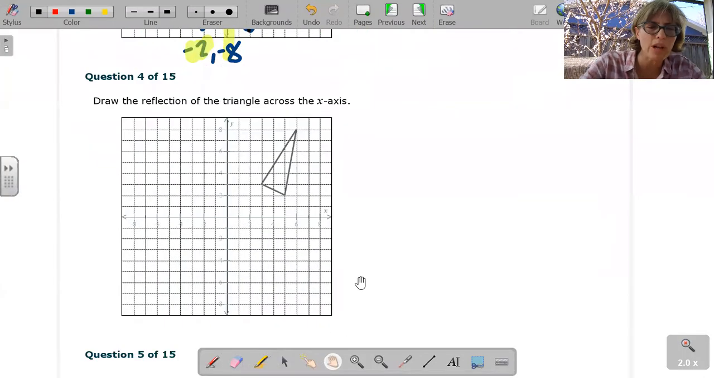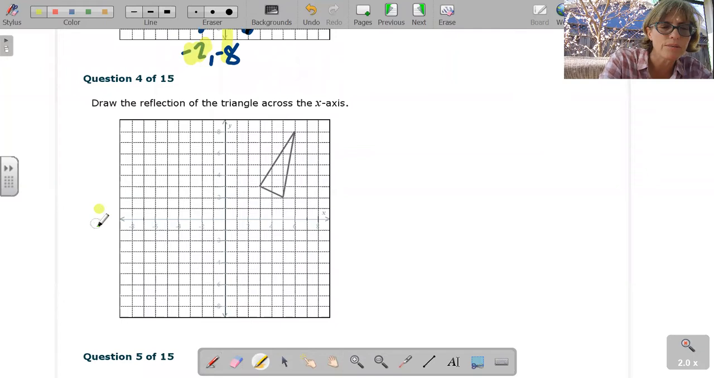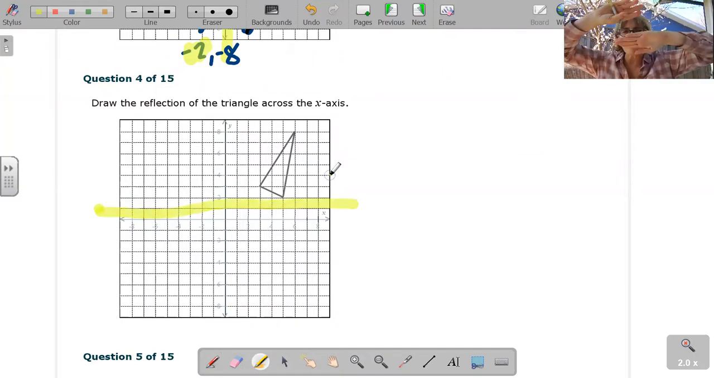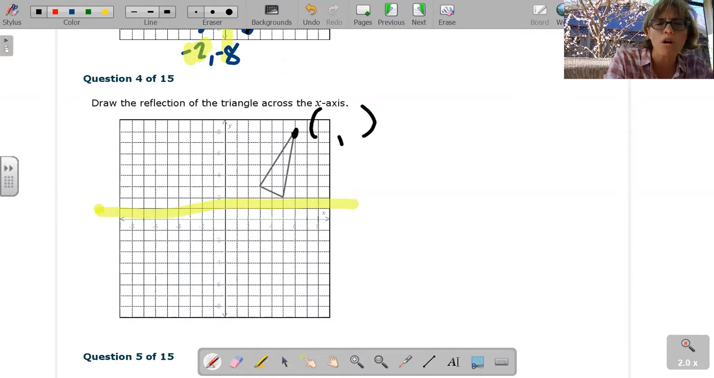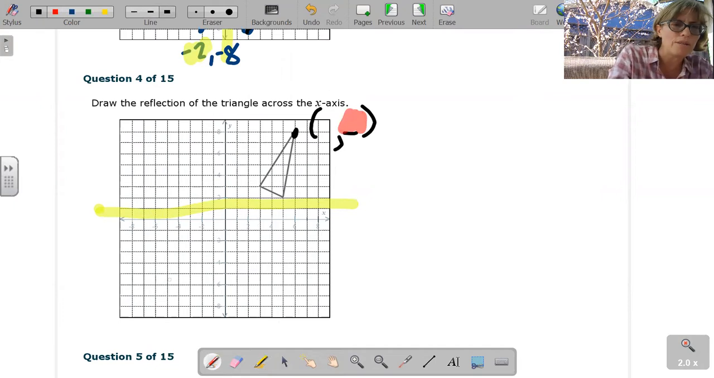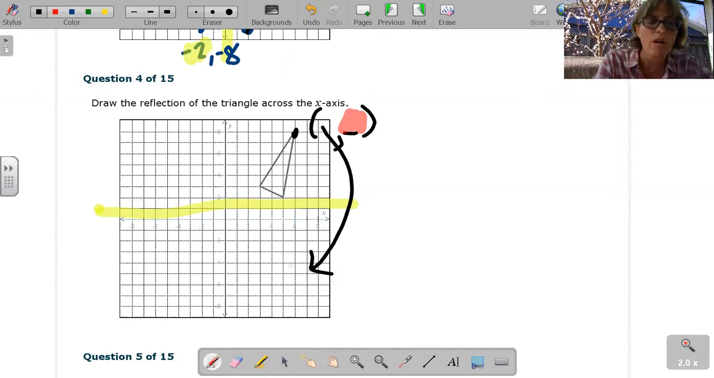This one says draw a reflection across the x-axis. So to flip over, here's the x-axis, to flip over the x, that's a vertical motion, you simply opposite all the y coordinates. So whatever these y coordinates are right there, you simply opposite it. And you're going to take it this way across the x-axis. So to flip over the y, you opposite the x. To flip over the x, you opposite the y.